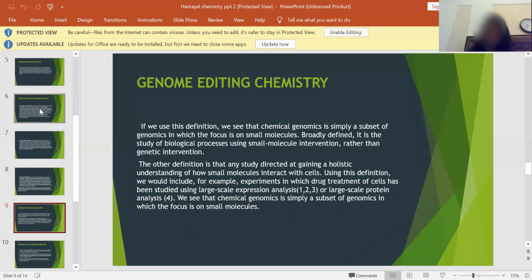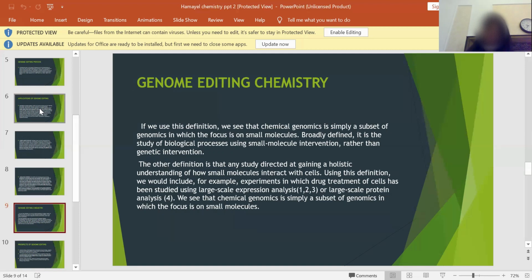So the first definition is that chemical genomics is simply a subset of genomics in which the focus is on small molecules. Broadly defined, it is the study of biological processes using small molecule intervention rather than genetic intervention.